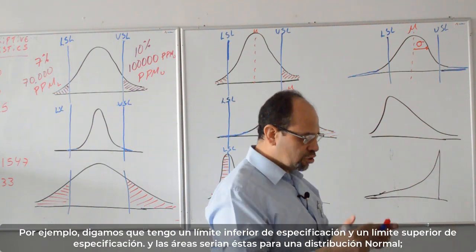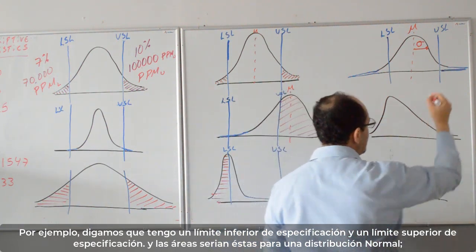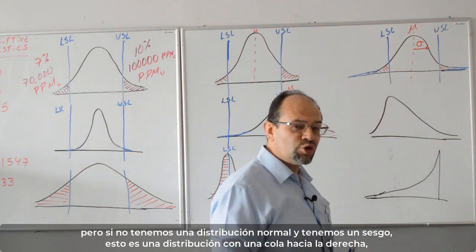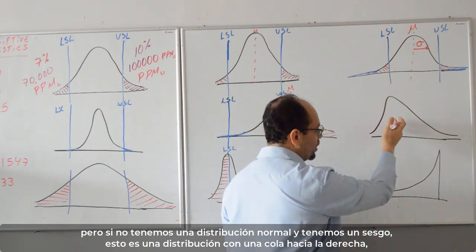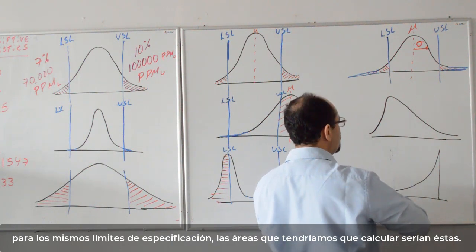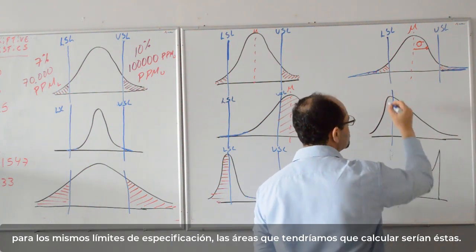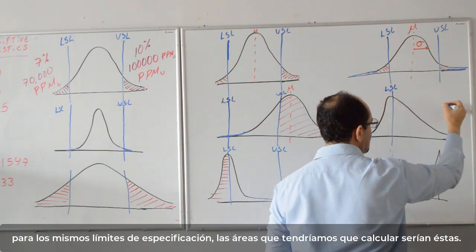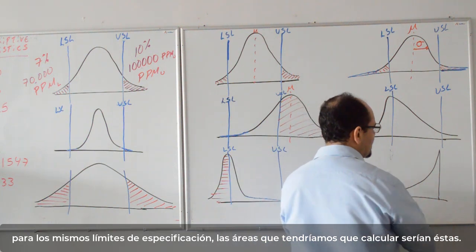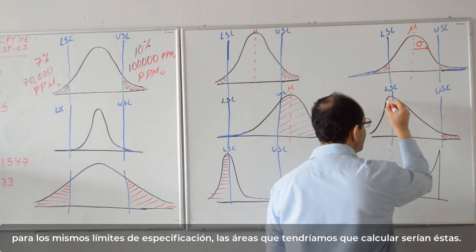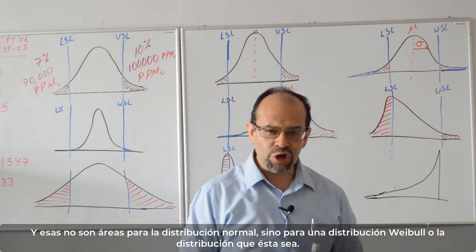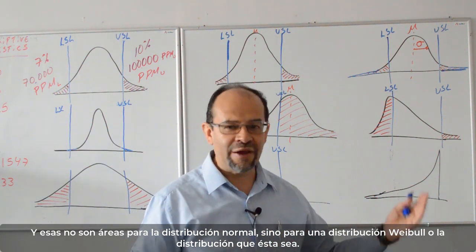But the distribution is, so typically the areas would be this area and this area for a normal distribution. But if we are not having a normal distribution like this one, we are having a skew, a tail to the right, then this will be the lower specification limit, and this would be the upper specification limit. And then the areas that we have to calculate are this area and these areas. And those are areas not for the normal distribution, but the areas for a Weibull distribution or whatever that distribution is.